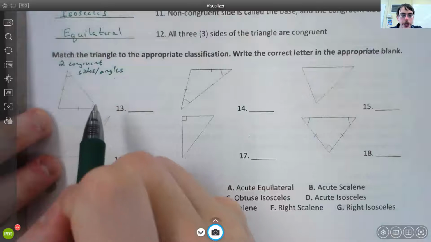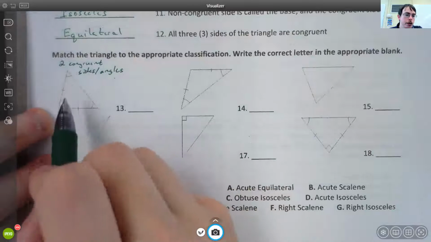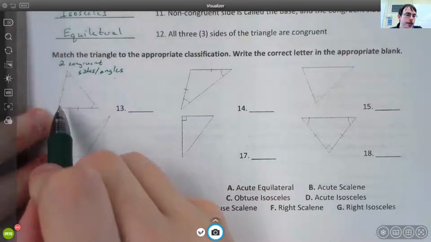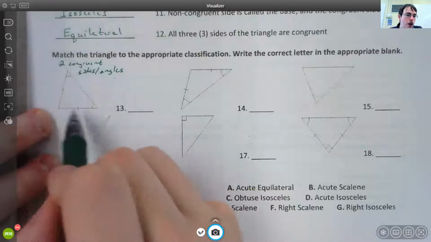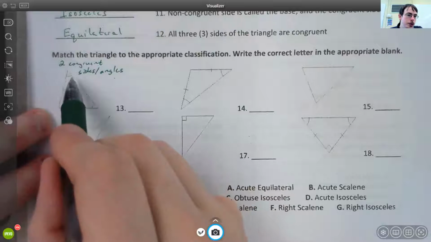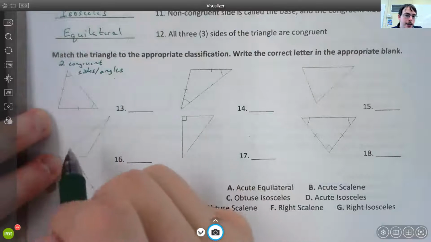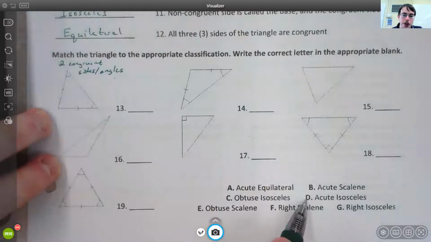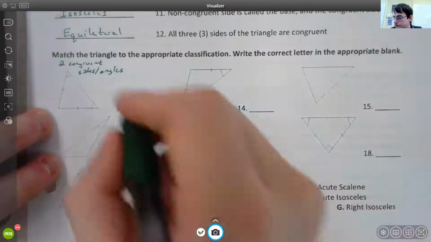What else should it be? There's another thing it can be. So let's look at the angles. These 3 angles are all less than 90. So we have 3 acute angles. So this would be acute isosceles, which is answer choice D.